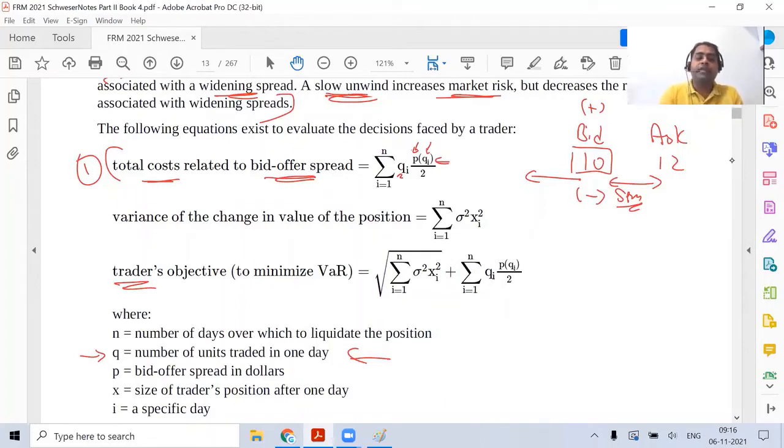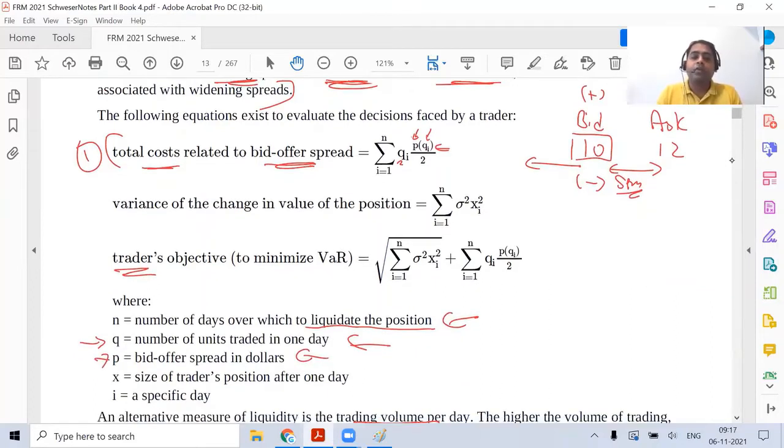Okay, the number of days over which you want to liquidate is represented by N. So suppose I have 100 units available with me and I want to liquidate in 10 days. So every day I will liquidate 10, 10, 10, because I have a window of 10 days to liquidate my position. I have decided that; that depends upon the trader. And the bid offer spread is represented by P.